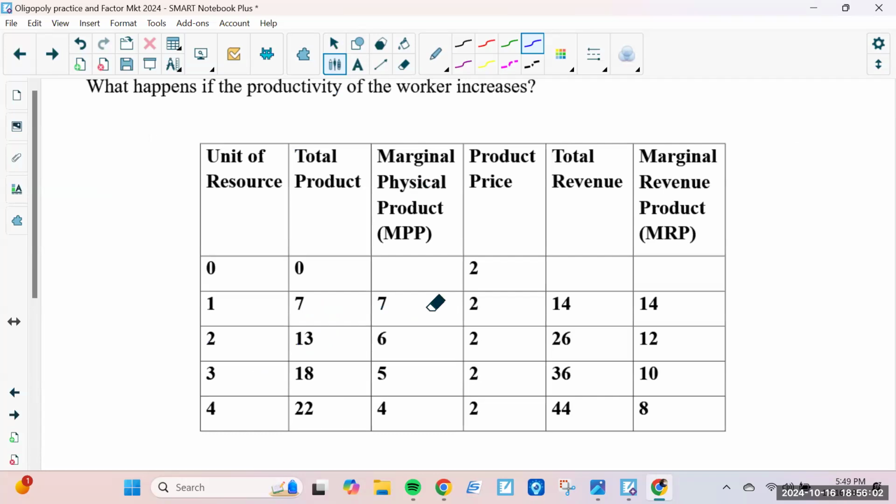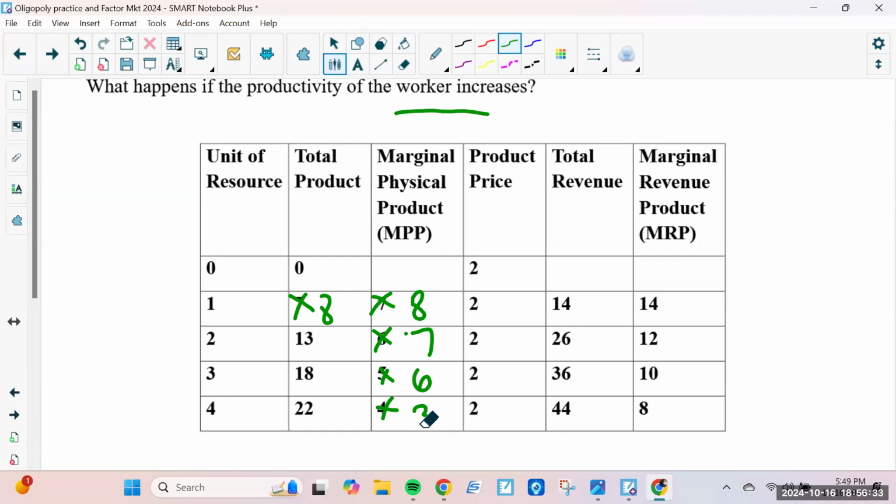Okay, so let me show this to you here. If the productivity of the worker increases, if we can make you more productive, let's say everybody's marginal product goes up by 1, right? So the first guy, instead of adding 7 additional units, adds 8. So this becomes 8, right? The second worker, instead of adding 6, can add 7. This person can add 6. This person can add 3, right?